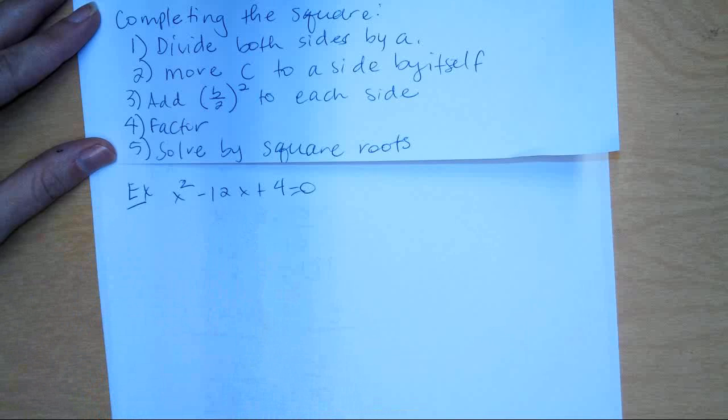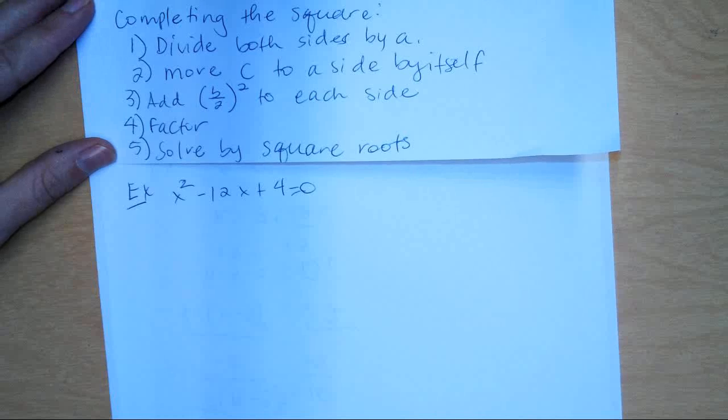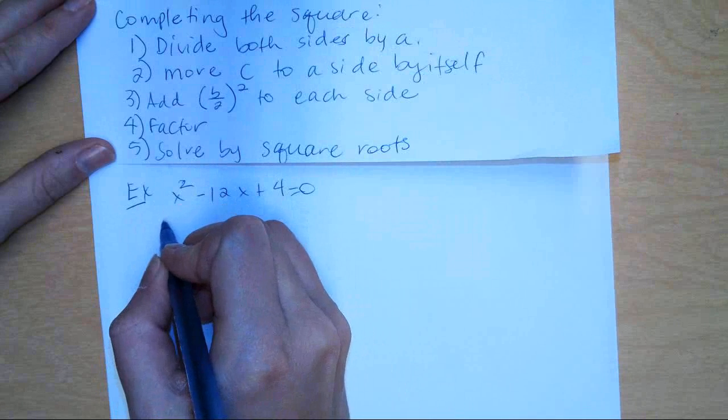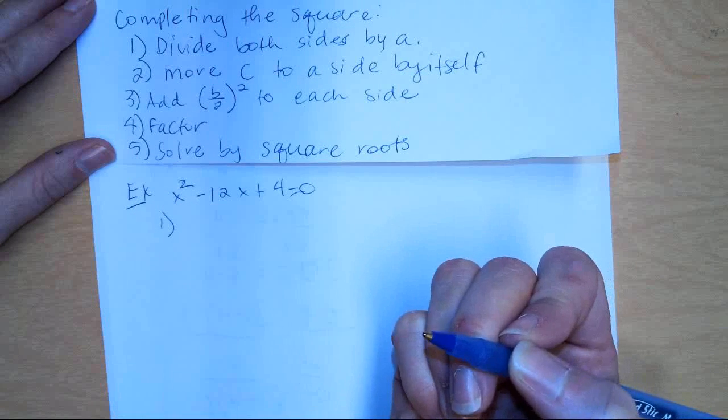So you have to solve a different way, either using square roots, which is what we're about to do, or the quadratic formula once we get to 4.8. Okay, so we're going to do all these steps. Step 1 says divide both sides by a, but a is just 1, so we're actually done with step 1.